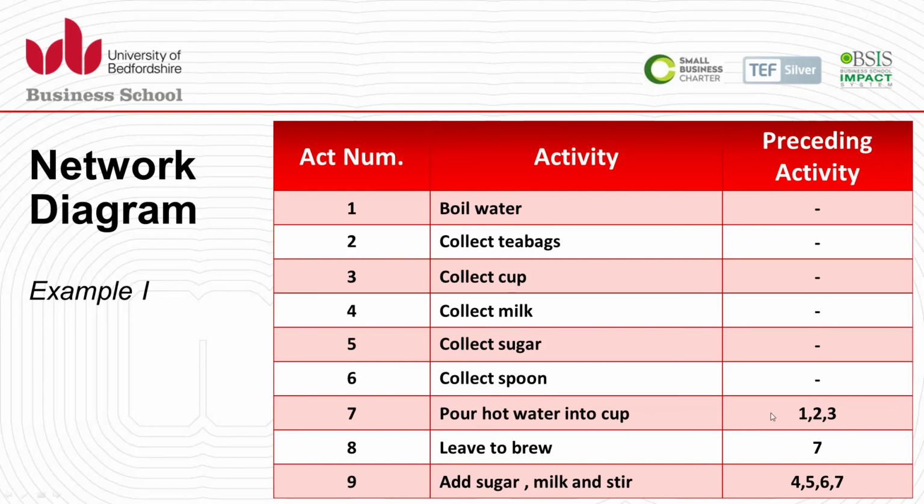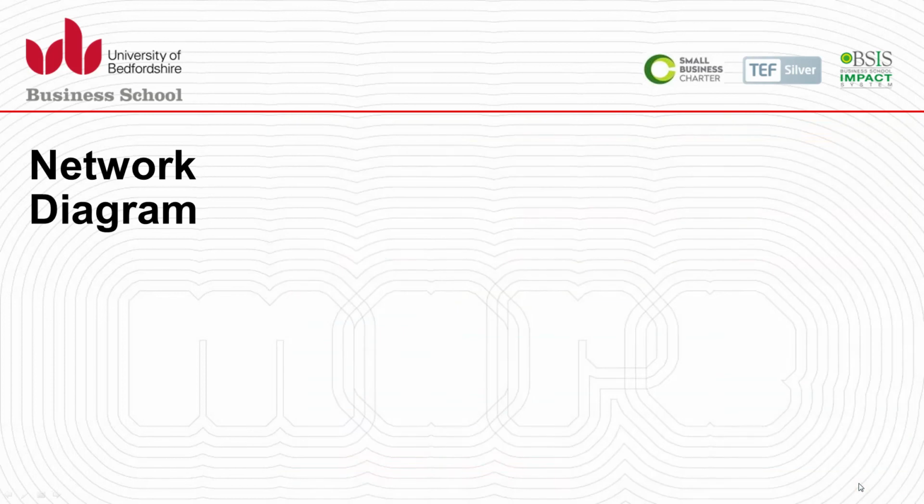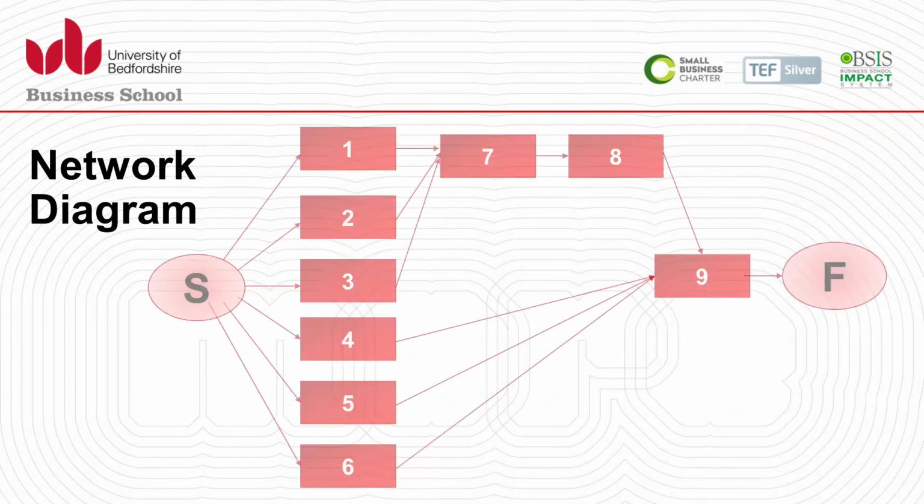So the cup is there, and we also have a tea bag and the boiled water in the kettle to start the next activity. And then, of course, before you leave it to brew, activity 8 is dependent on 7, and before you add sugar and milk or stir it, activity 9 is definitely dependent on all these precedent activities here. And this is how the activities from the table can be shown in a graphical illustration.